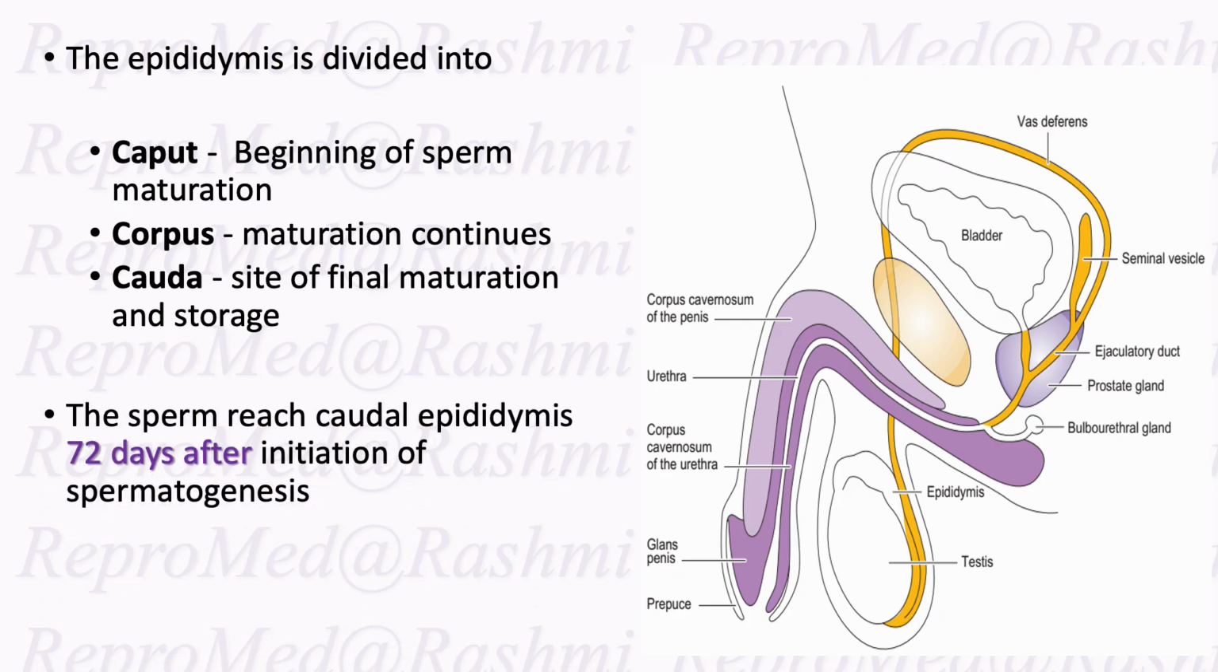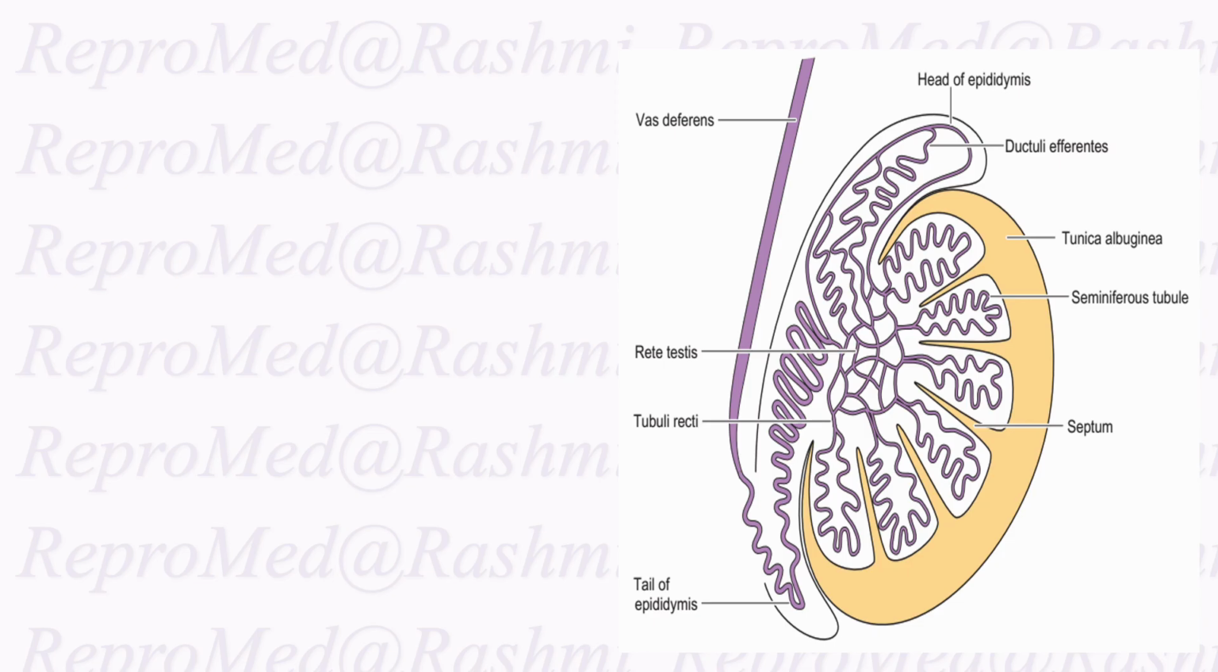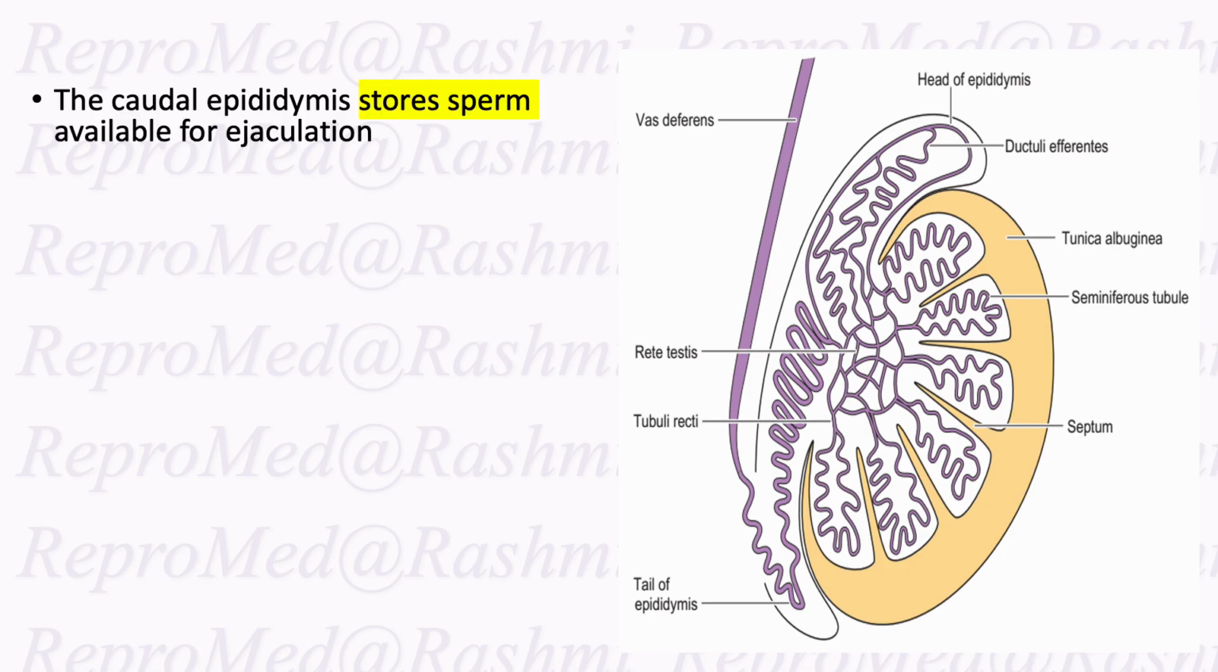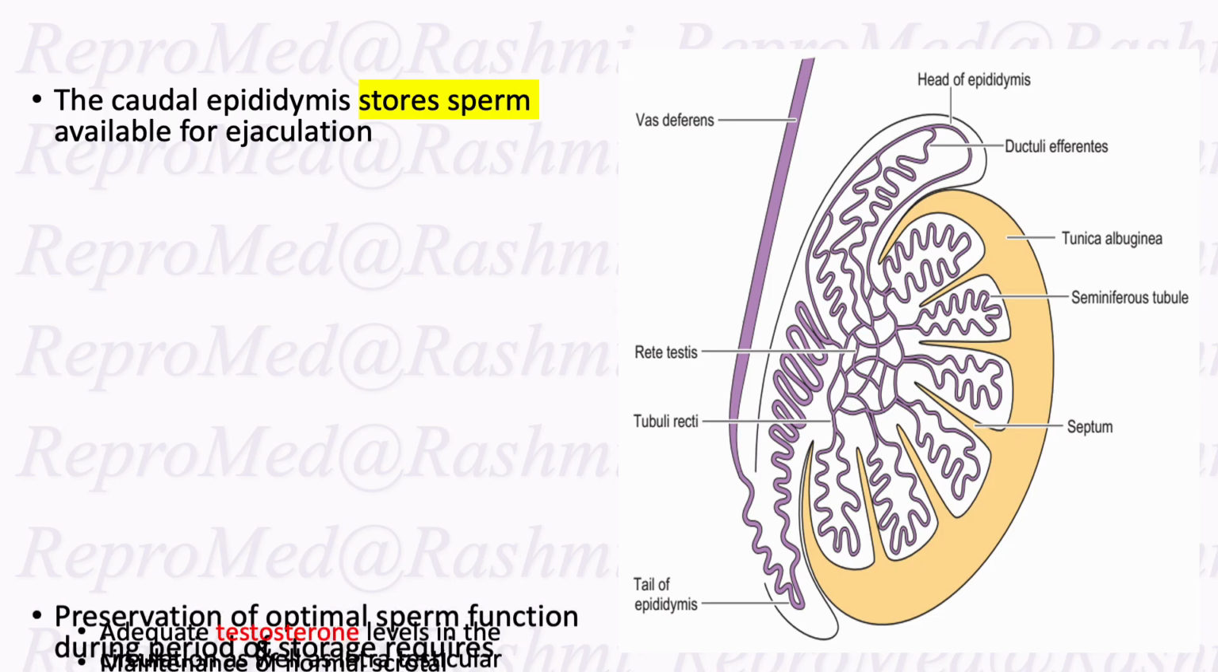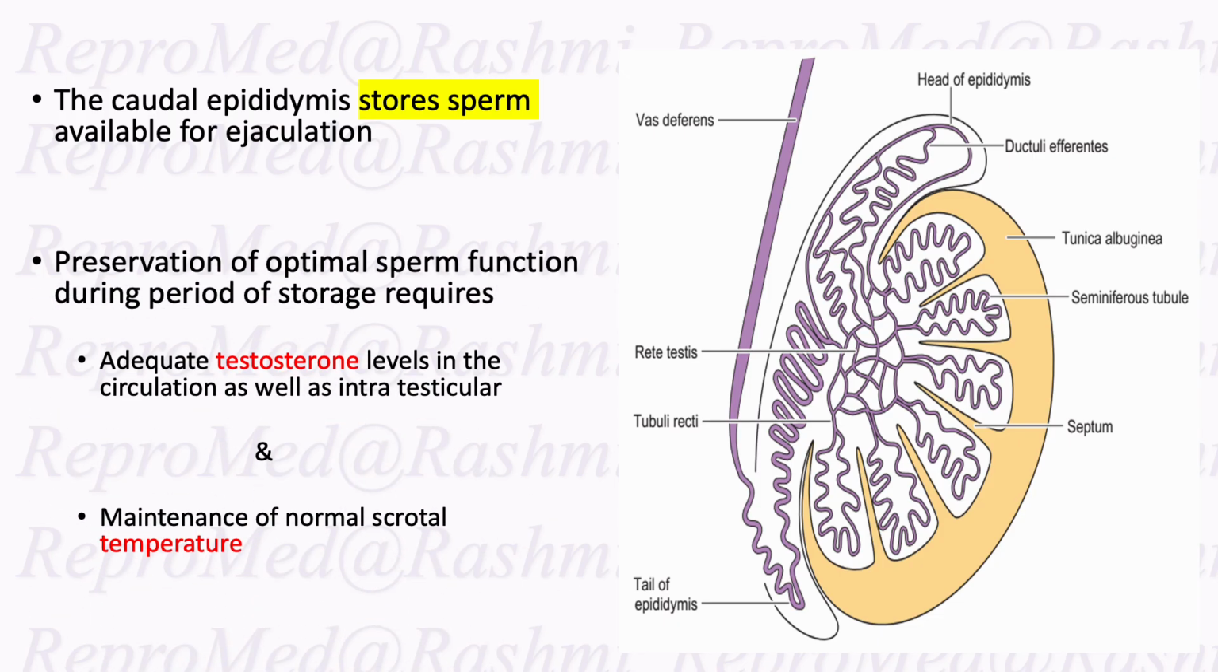The sperm reach the cauda epididymis 72 days after initiation of spermatogenesis. The cauda epididymis stores the sperm available for ejaculation. Preservation of optimal sperm function during the period of storage requires adequate testosterone levels in circulation and maintenance of normal scrotal temperature, which is usually 1.5 to 2 degrees lower than the normal body temperature.